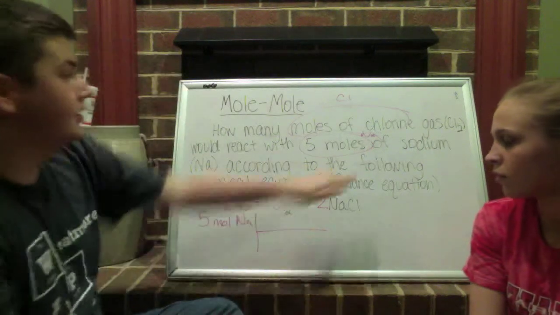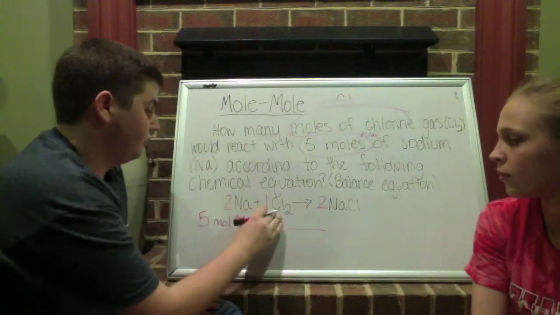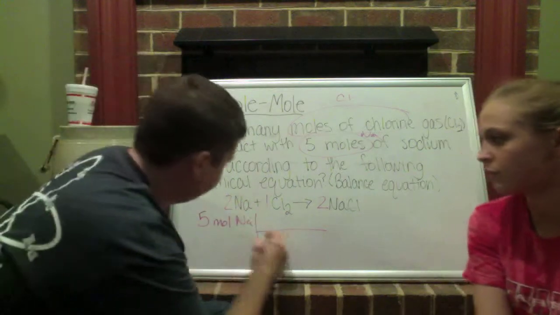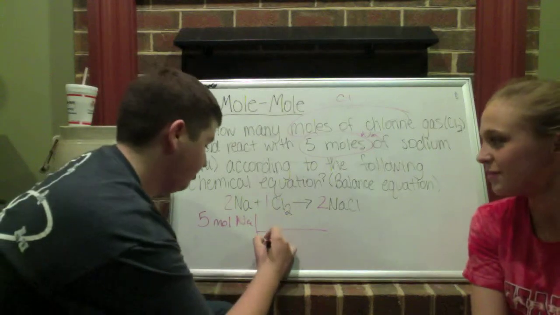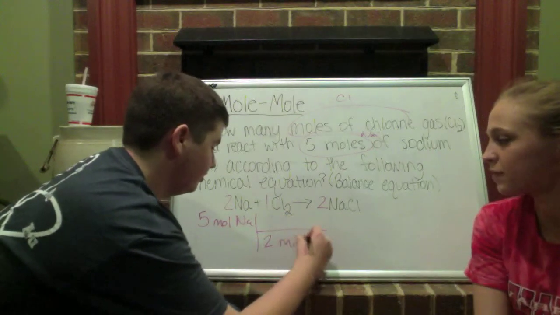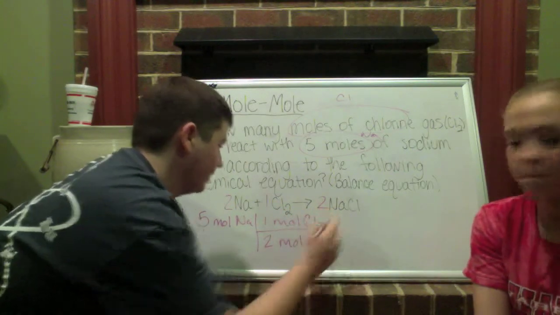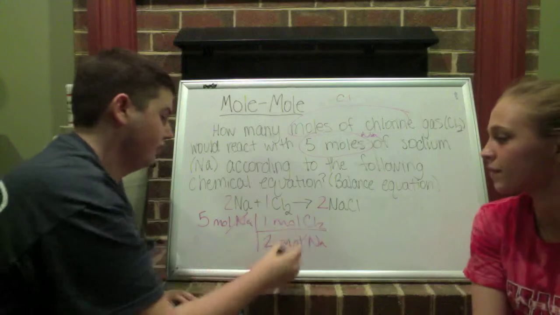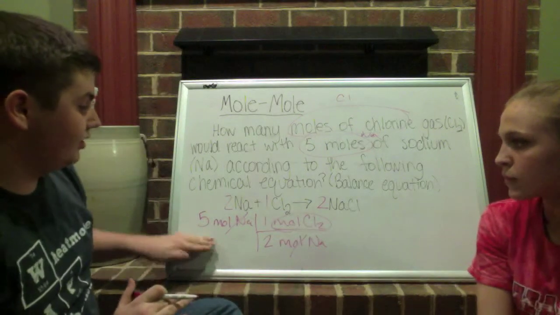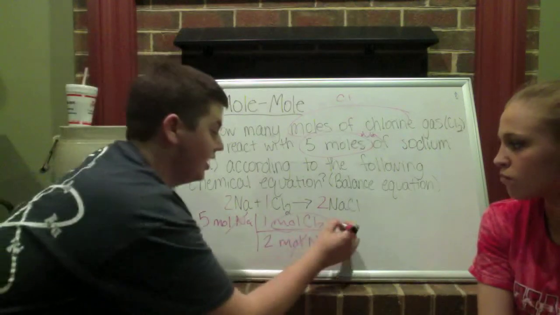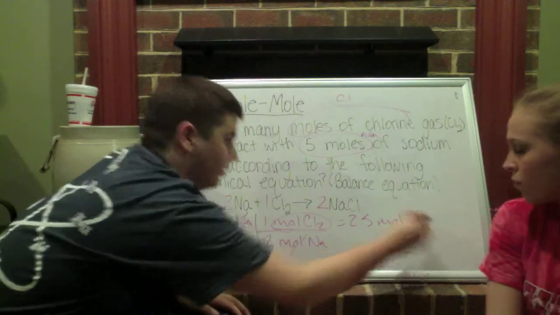Okay, your desired units are moles of chlorine, so we need to figure out a way to get from moles of sodium to moles of chlorine, and you guessed it, mole ratio. So our mole ratio is 2 moles of sodium to 1 mole of chlorine, so you just write that. 2 moles sodium, 1 mole chlorine. So now once you cancel your units out, what do you know? You have moles of chlorine left, so like any other dimensional analysis, you multiply across the top, divide by the bottom, and this would give you 2.5 moles of chlorine.